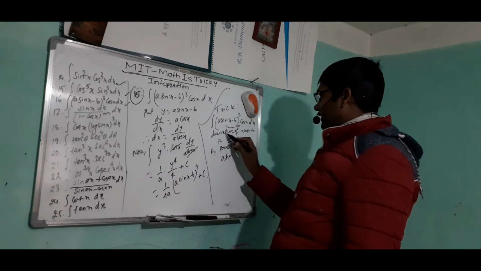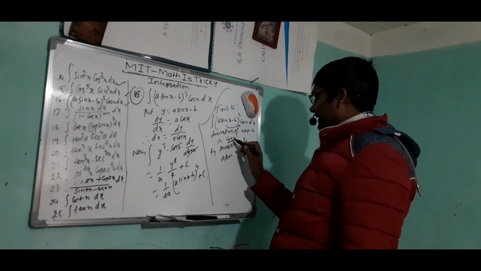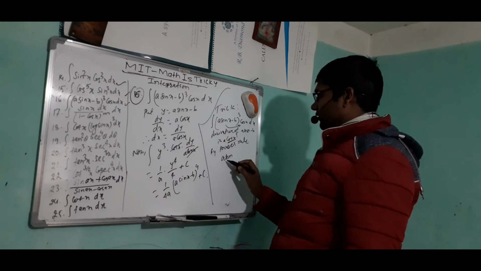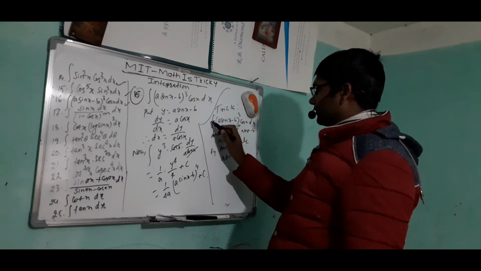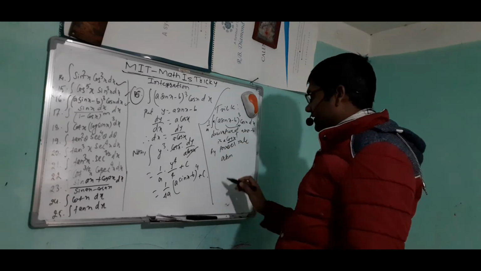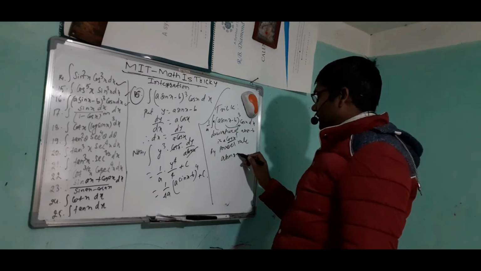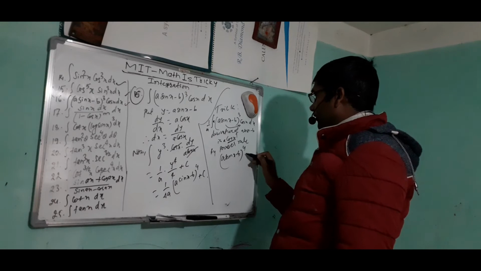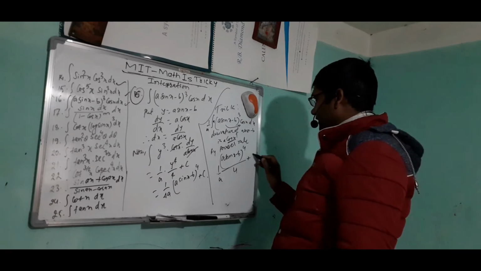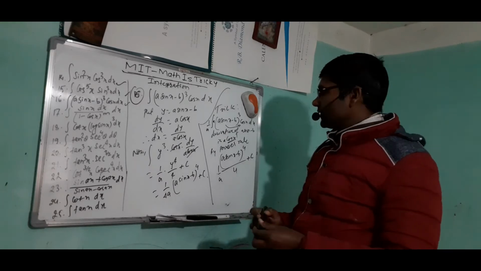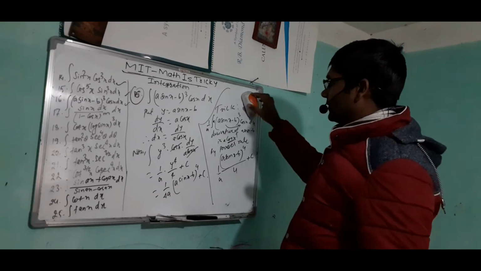We'll be using the power rule to get the answer. The derivative of this will be a cos x, which is not given, so what we can do here is put a and balance it with 1 by a. So it will be (a sin x minus b) whole power 4 by 4, and times 1 by a is already there, plus c. This is our answer. We can write the answer directly by the trick also.